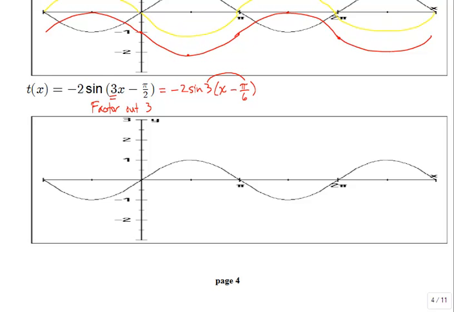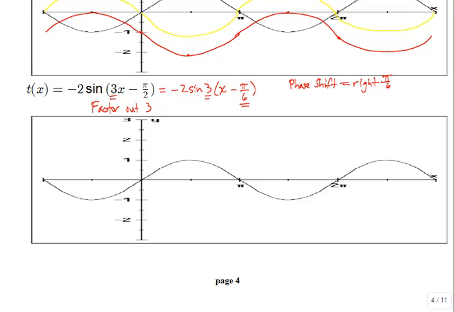Now that's important because if I have factored out the 3, then I've got a minus pi over 6 left over here inside the parentheses. That is your horizontal shift, or what we call a phase shift. So we have a phase shift. Since it's negative, that means we're going to need to go right pi over 6.